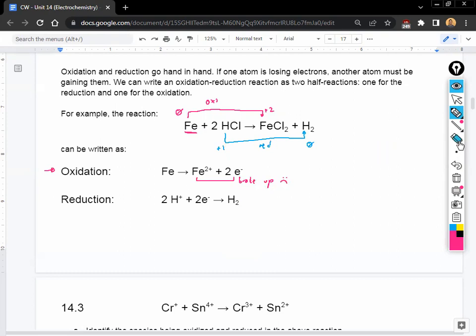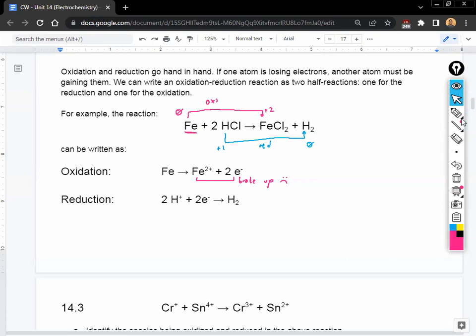Okay, so that's what's happened. Well, that's how we write a half reaction. Okay, and if you have something that involves oxidation reduction in your FRQ, just make sure you're ready to write a half reaction, because they will be asking for that more often than not when there's oxidation reduction in an FRQ.